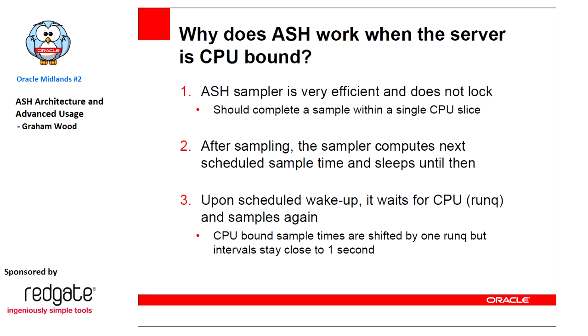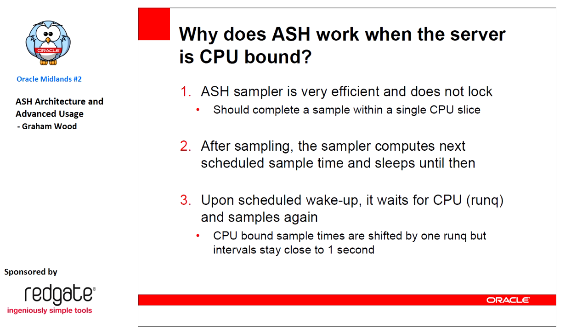And there's more coming in this area as well. I said that ASH seems to work even when the server is CPU bound. So you would think, because it's running on this 1 second timer, that you might start having problems if the system is very heavily loaded. But because of the way it works, it still seems to do reasonably well. Because it's pretty efficient, it should run in a single CPU time slice.